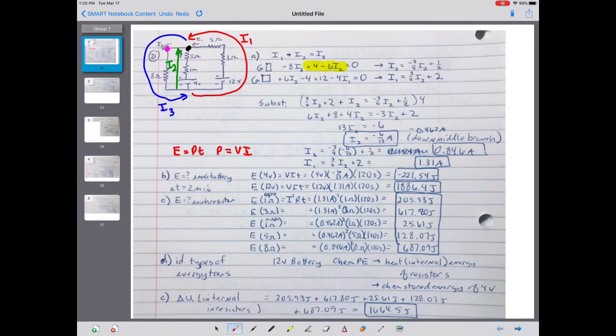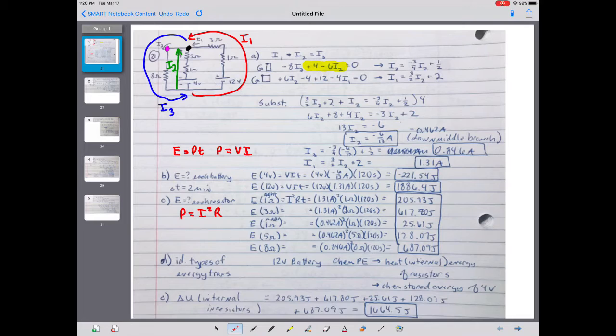Part C, the energy by each resistor. On this one, I'm using the same idea, but now I'm using the power equation I squared times R. The reason being is you're going from resistor to resistor, and you know the resistance values, but you haven't figured out what the voltage values are. So that turns out to be the easiest equation here. Then it's just a matter of plugging in the current in the given branch where the resistor is, and the resistance and the time period. So you can see the algebra on that one.